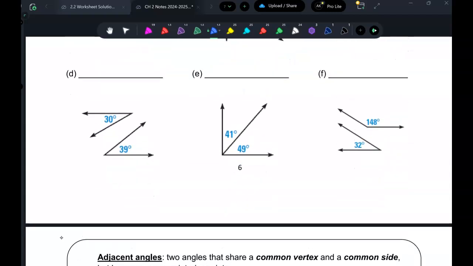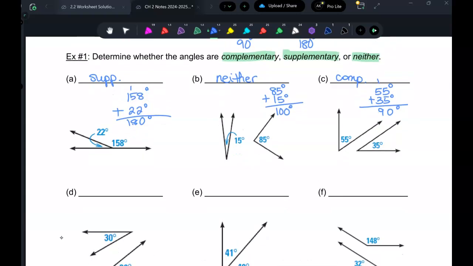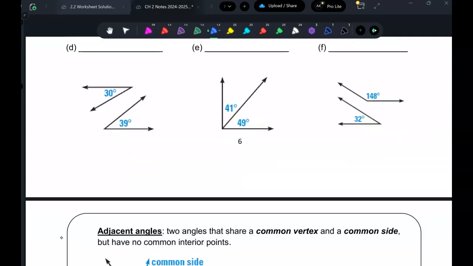Okay, let me give you guys a minute, if you haven't already, let's see if we could do these last 3. Sorry, what was the neither one? The B was 100? B was 100.